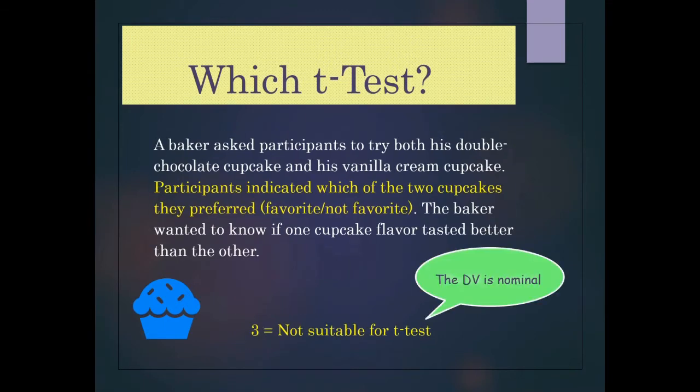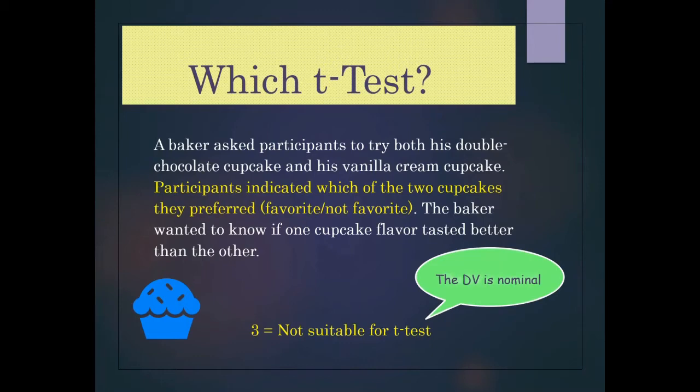It is not suitable for t-tests. And this is because when they rated it favorite or not favorite, that's our dependent variable, the rating. But the rating is nominal. So we cannot run a t-test with a nominal dependent variable. t-tests look at means, because they're comparing means. So you need to have an interval or scale measurement for the dependent variable. Does that make sense? Hopefully.